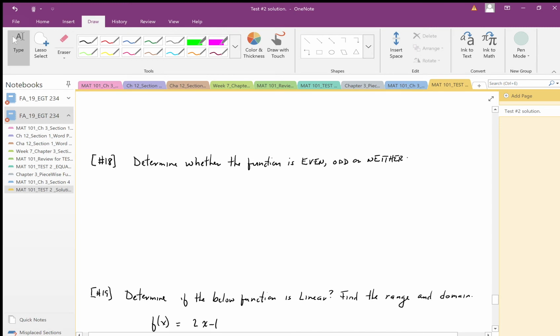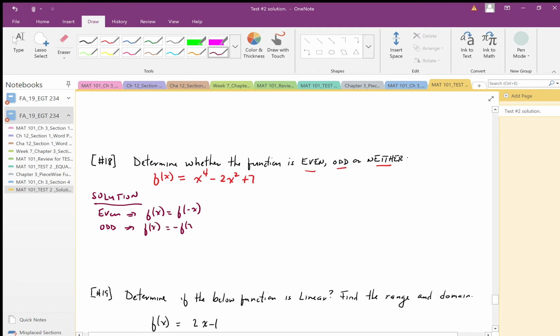Now the question is asking us here, is this function, f of x equals x to the 4 minus 2x squared plus 7, even, odd, or neither? Okay. So as your solution, you want to look at, if it's even, the function f of x has to equal f of negative x. And if it's odd, the function f of x has to equal negative f of x.